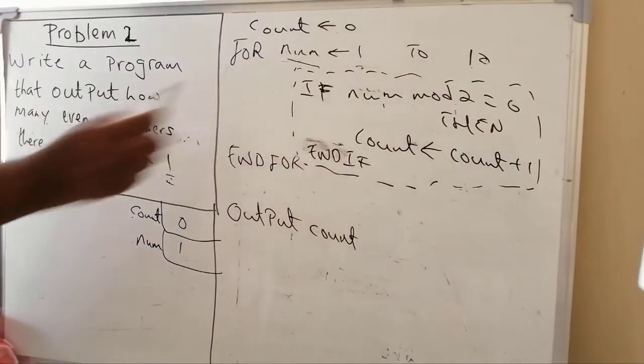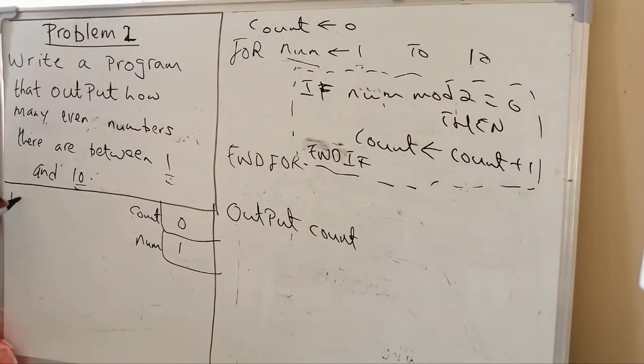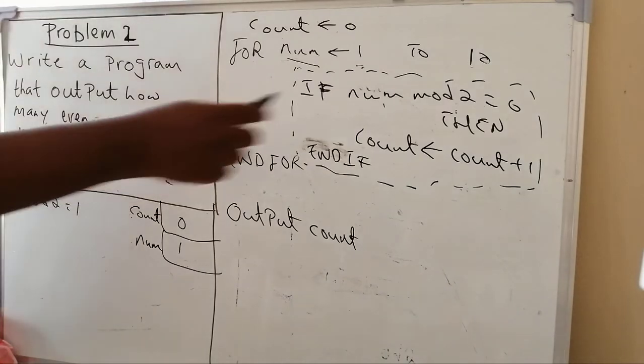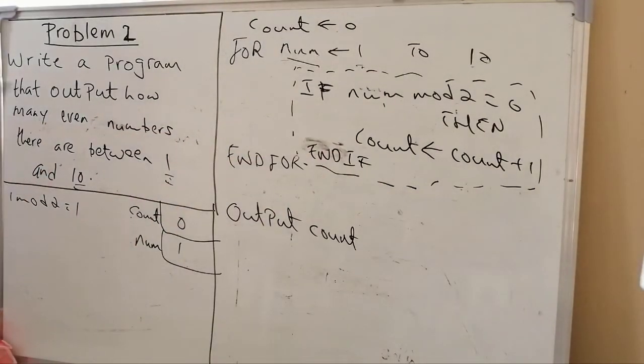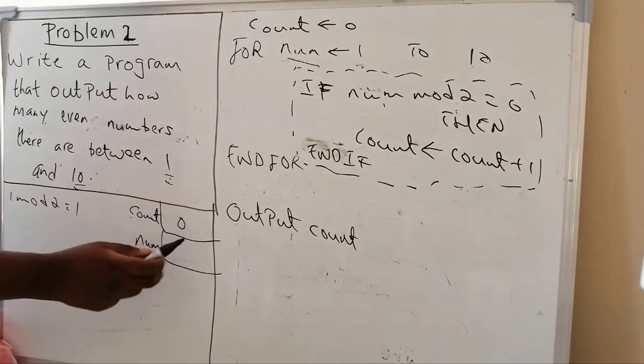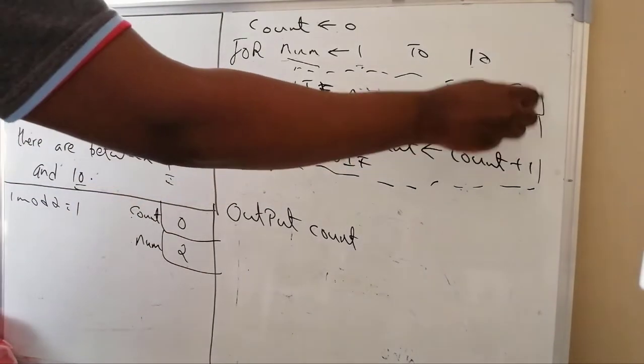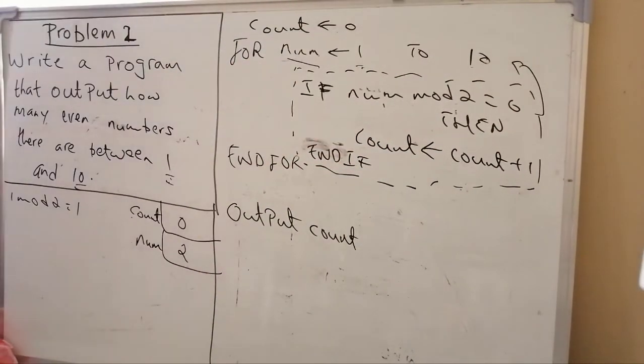So first, number mod 2, therefore 1 mod 2, this gives us 1. So the answer is no. So count will not be incremented, it remains 0. Now next, num becomes 2 because it goes up here. And in this case, num is incremented by 1, which gives us 2.